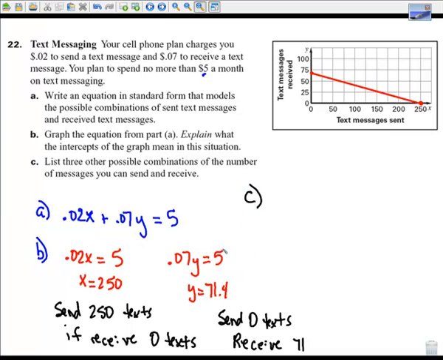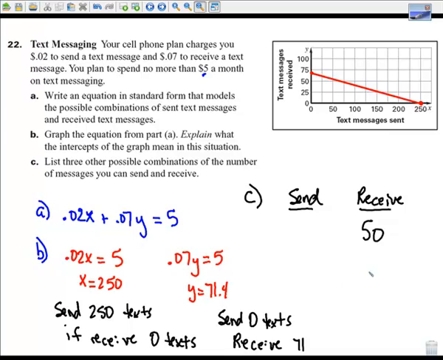Part C, list 3 other possible combinations of messages you can send and receive. So I will put send, receive. I'm shooting for the exact $5, because I might as well spend all my money. So since my receive ones are the 7 cents, I'm going to work on that. I'm going to say that and I'm pulling this out of the air, there's really no rhyme or reason for this. I know I can receive 71 or less. So let's say that I'm not really good at sending them, but I like to receive them. I'm pretty popular. People want to send me a lot of text messages. So let's say that I'm going to receive 50.